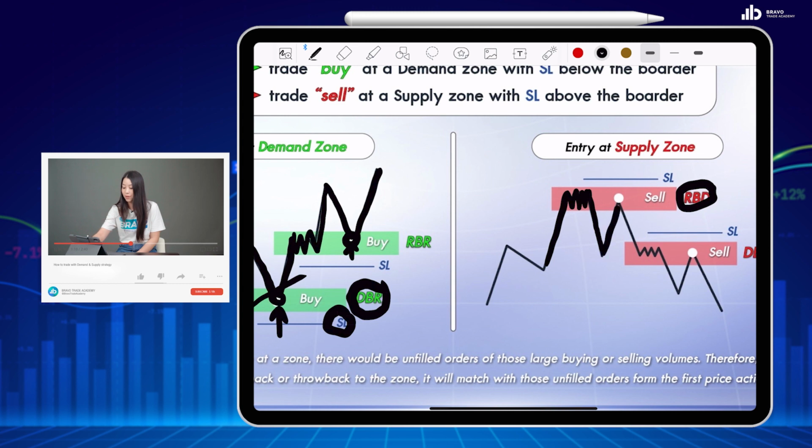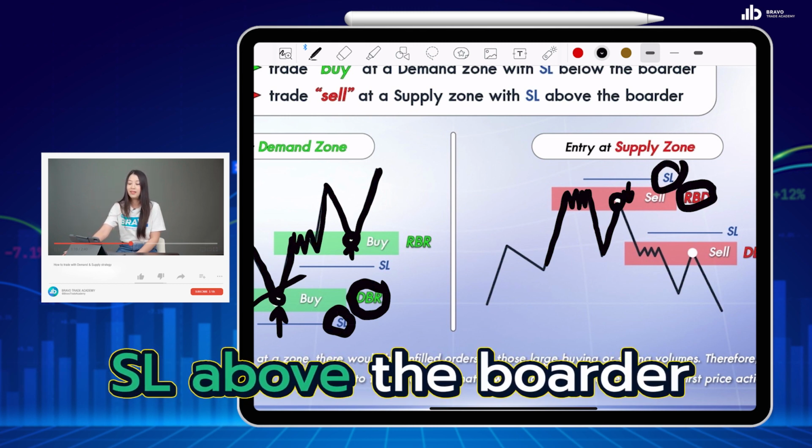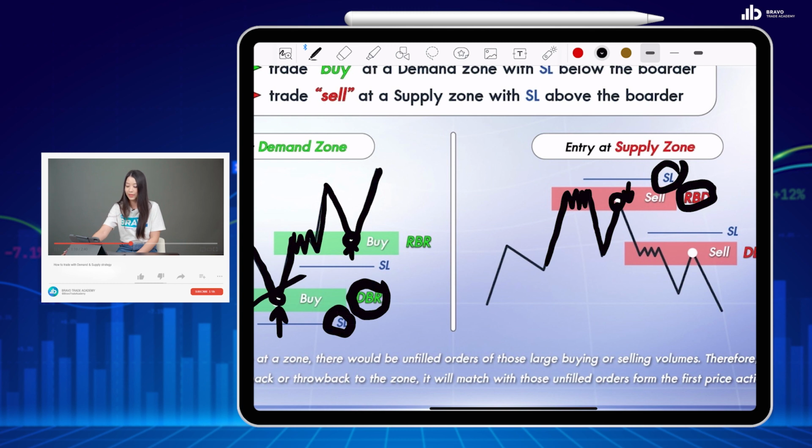If the price is thrown back up to test the zone, we will make a selling order here and put the stop loss over the border of the supply zone. If the price reverses from an uptrend to a downtrend, we will have a continuation pattern here of drop base drop, and that's the supply zone. If the price is thrown back to test this supply zone, we will make a selling order and put the stop loss over the border of the zone as well.